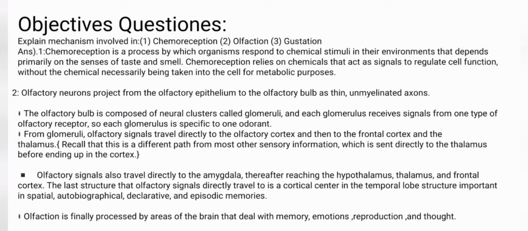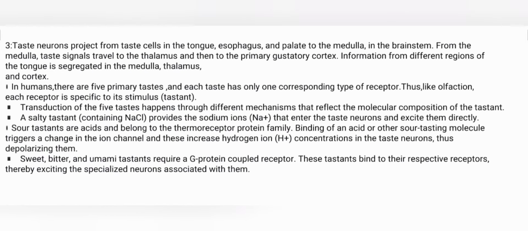Olfactory signals also travel directly to the amygdala, thereafter reaching the hypothalamus, thalamus, and frontal cortex. The last structure that olfactory signals directly travel to is a cortical center in the temporal lobe, important in spatial, autobiographical, declarative, and episodic memories. Olfaction is finally processed by areas of the brain that deal with memory, emotions, reproduction, and thought.